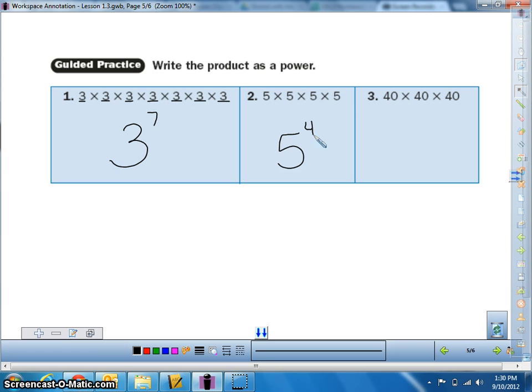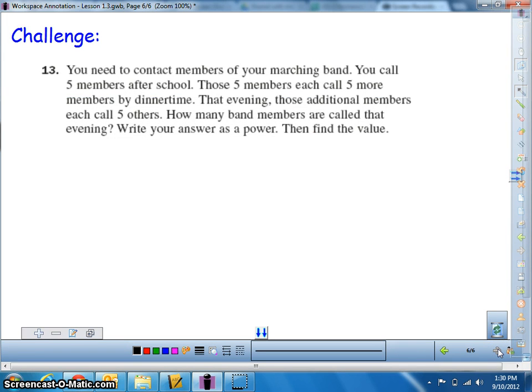And how about this very last one? Why don't you try and figure out what that one is on your own. I'll give you a minute to pause it and figure it out. Perfect. You said that 40 is our base, because that's the number that's being repeated, and it's being repeated 3 times. So we would say 40 to the 3rd power. How else could we say that? That's right, 40 cubed.